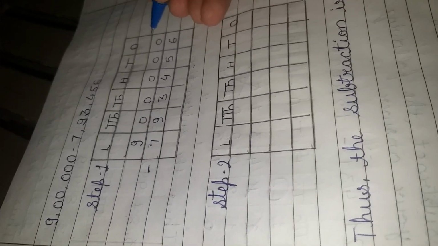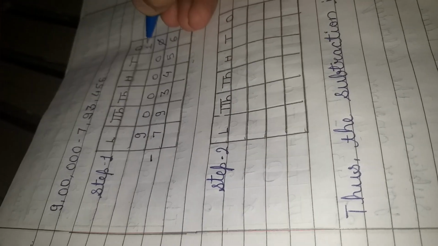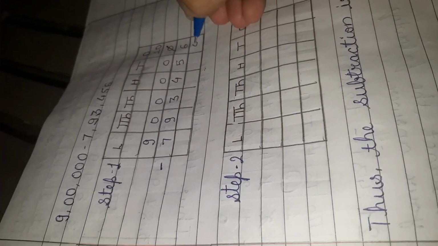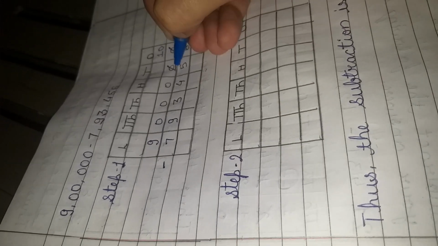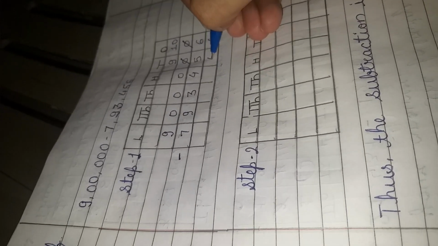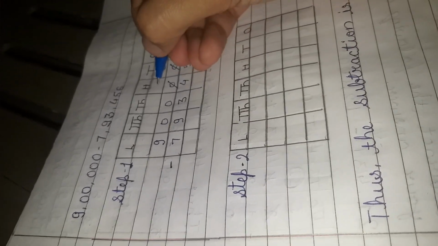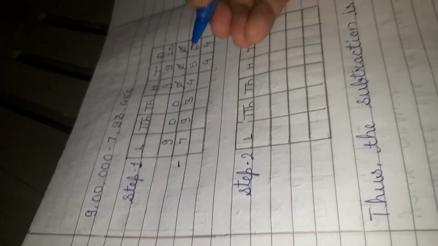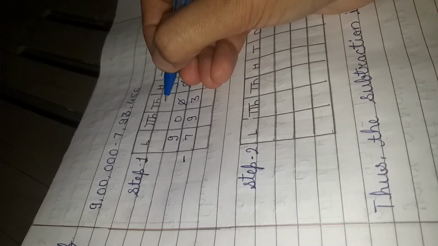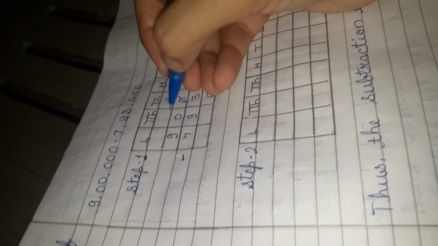So let's start. 0 minus 6 we cannot do. So instead of that we are going to write 10. 10 minus 6, 4. Here 1 borrowed, that's why 9. 9 minus 5, 4. Here also 1 borrowed. So instead of 0 we are going to write 9. 9 minus 4, 5. Here also we have borrowed one number. So 9 minus 3, 6.